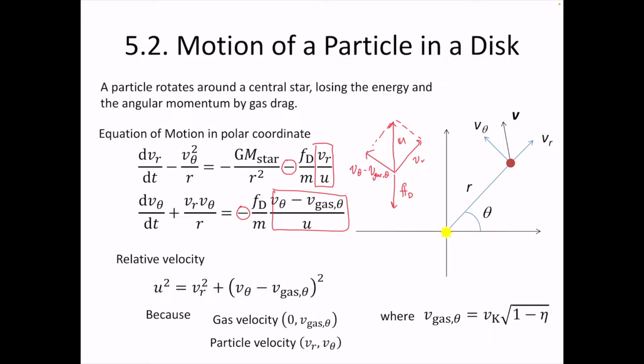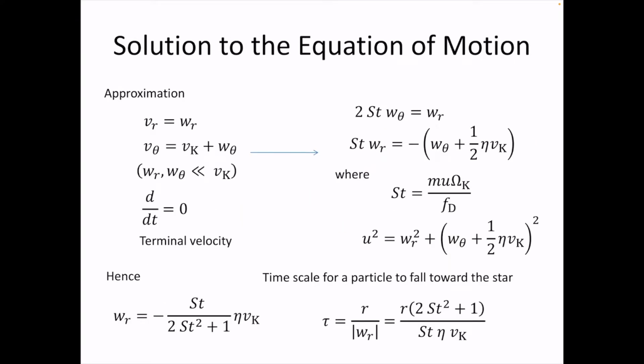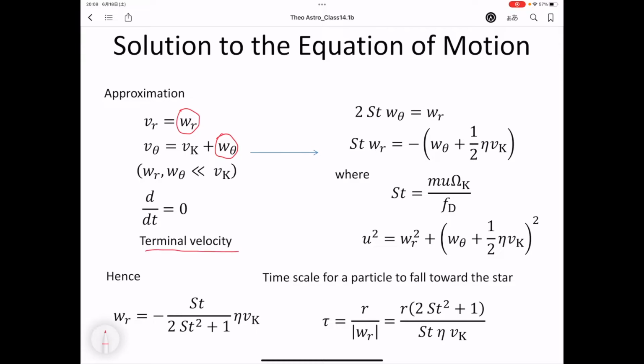Then we need to solve this equation. As an approximation, we consider that v_r is very small compared with the Keplerian velocity. So this very small value of the velocity is expressed with w. The difference from the Keplerian velocity is expressed as w_theta. So w_r and w_theta are much smaller than the Keplerian velocity. We consider that the velocity of a solid particle has reached the terminal velocity, so we can take the derivative of each physical quantity with respect to time to be 0. Then we use this assumption to solve the equation of motion.